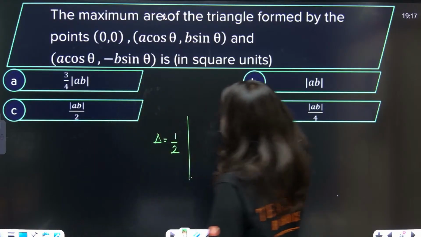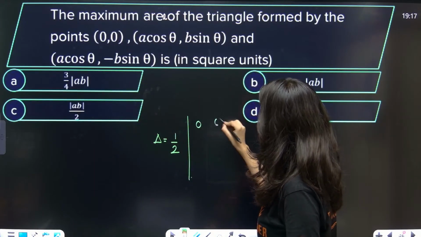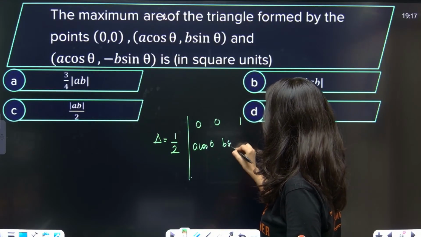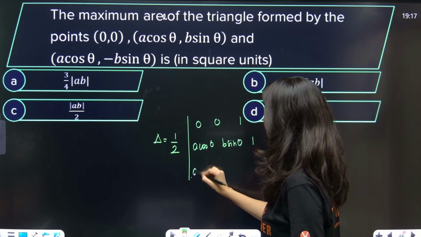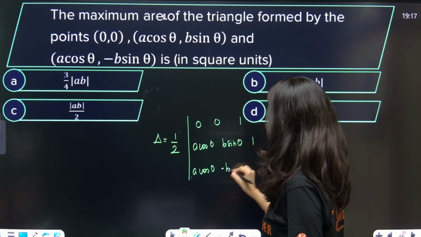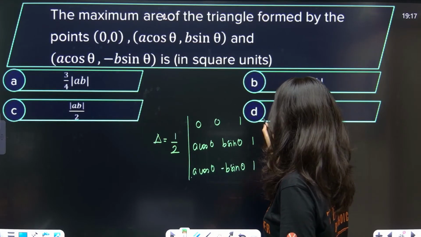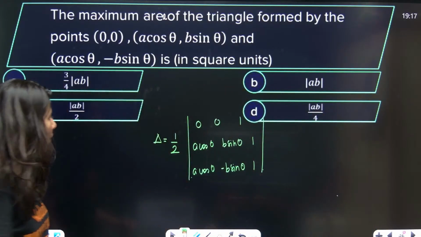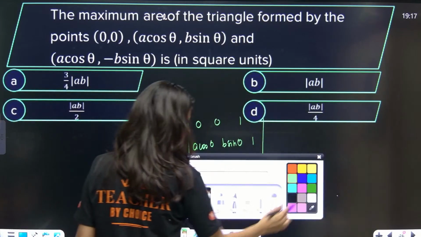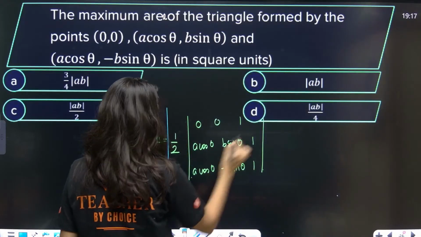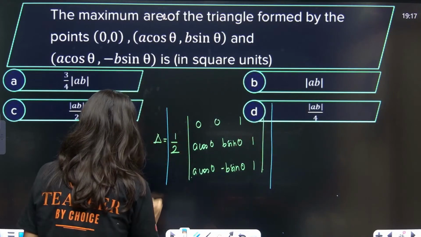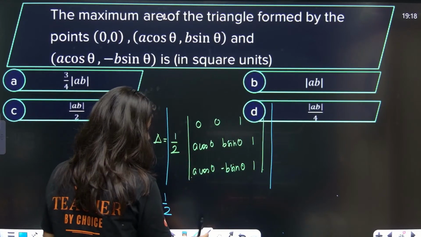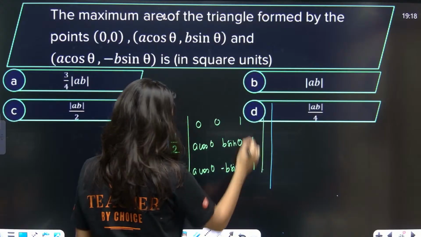So x1, y1, 1, so 0, 0, 1. A cos theta, b sin theta, 1. A cos theta, minus b sin theta, 1. Okay, determinant closed. This is the area formula. Now, there is obviously a modulus involved over here. So there is this modulus. Don't forget the modulus. So delta is equal to half.